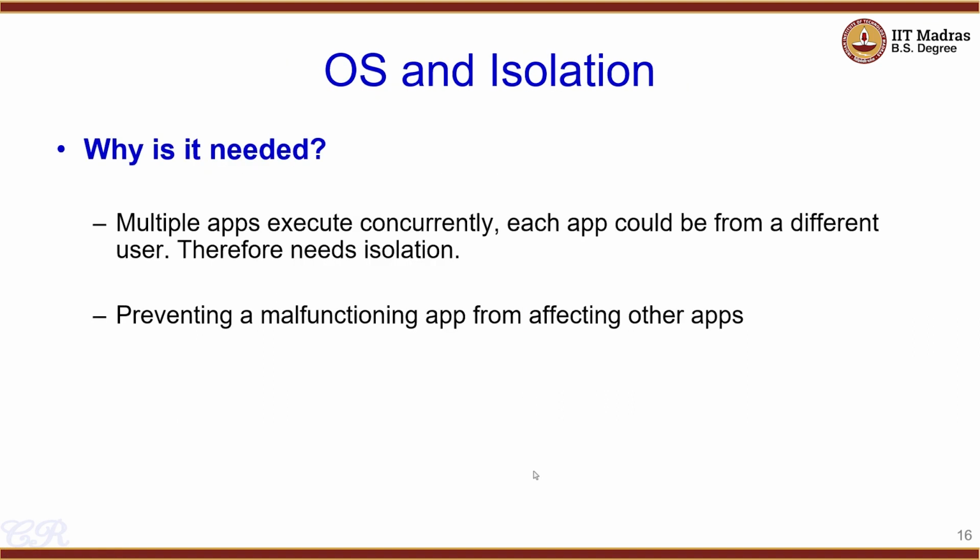Another requirement of an operating system is the need for isolation, right? So what does this mean? Now specifically when we have multiple applications running on the system, we want one application to be isolated from the other, right? And this is required for two reasons.